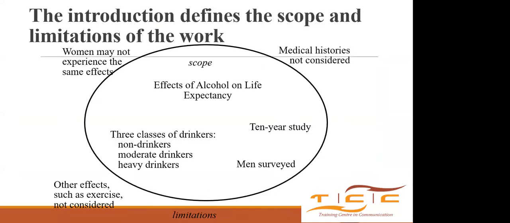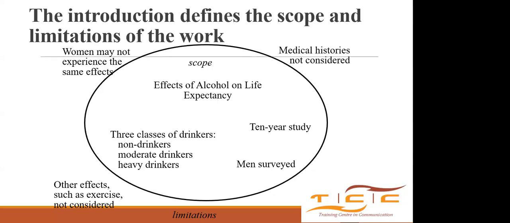The introduction defines the scope and limitations of your work. So let's give an example. In this study, we are looking at the effects of alcohol on life expectancy. So what did we study? That is what is within our scope. So in the introduction, we need to make sure that we clearly state that only men were surveyed, for example. We need to clearly state that the study took 10 years. We need to state that we only did 3 classes of drinkers. I don't know how non-drinkers are drinkers, but fine.